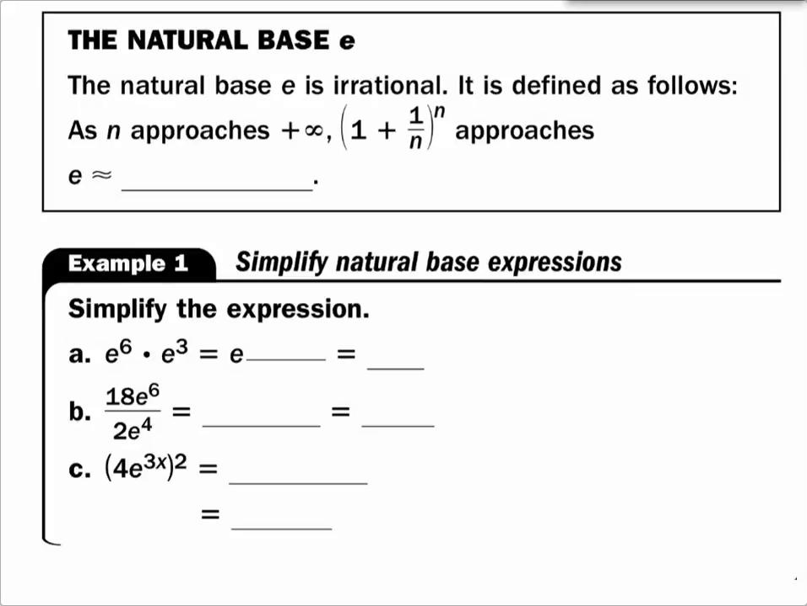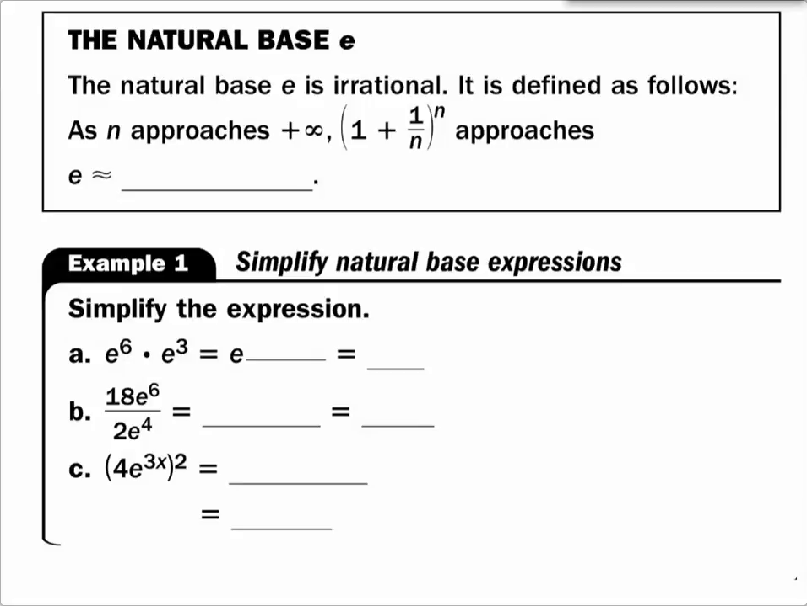Hello, this is Algebra. We're in Chapter 7, Section 3, a new special number e, on page 1 of these notes. The box here near the middle of the page talks about the natural base e. Now, the natural base e is irrational. It's kind of like a square root of a funky number, that sort of thing.